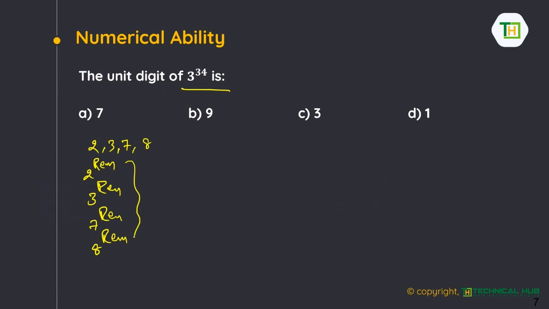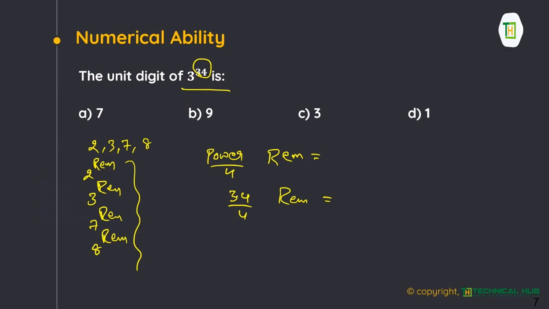Now I will tell you how to calculate the remainder. Once you know the remainder, it is very easy to tell that particular units place digit. Here, for the remainder, divide the given power value by 4. Whatever remainder you get, just substitute that remainder here. The power value in this question is 34. 34 divided by 4: 8 times, and the remainder is 2.